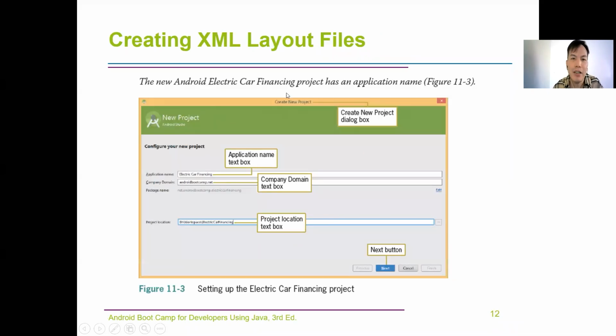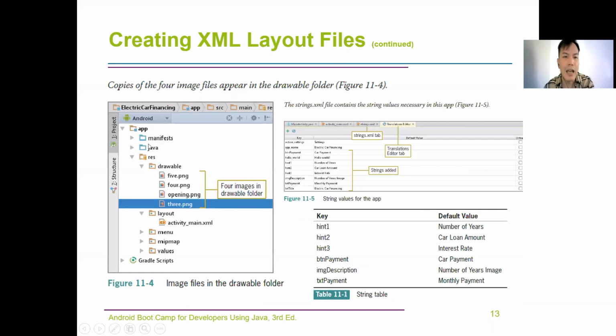This is the creating of the XML layout based on the application name. Elective Car Financing, that's the name of the application. So still you need to create the next button. I have here the drawable files for the different images. I have 5, 4, opening, and 3. Okay, so this is the key. I have hint 1, 2, 3. So hint, you already know the hint, right? Those are the inputs needed from the user to enable you to generate an appropriate result.